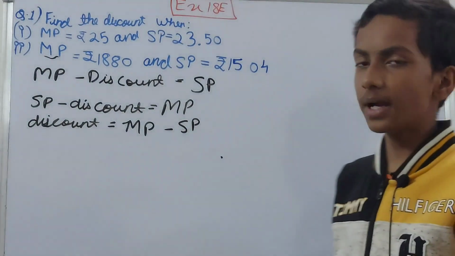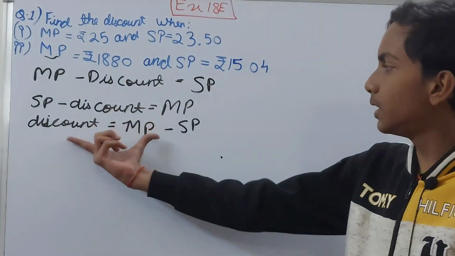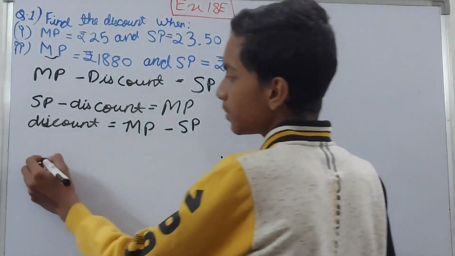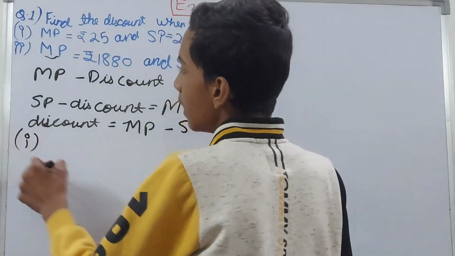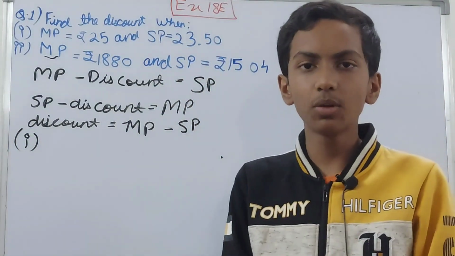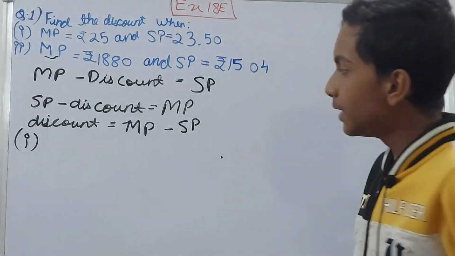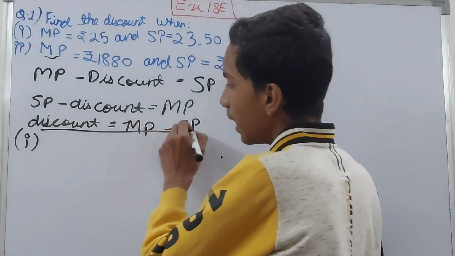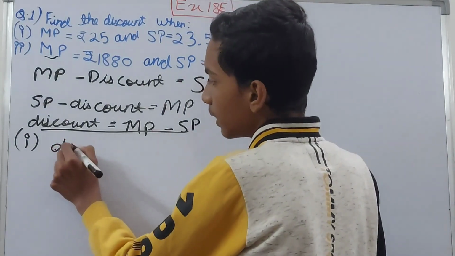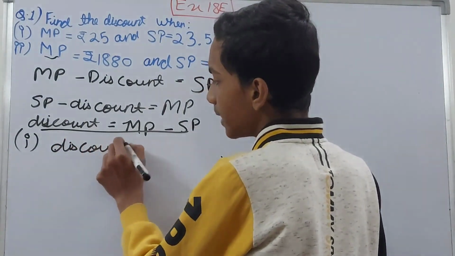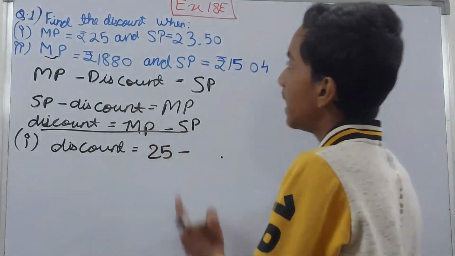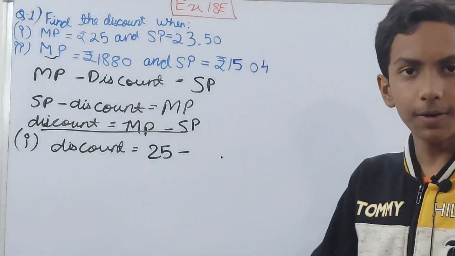So this question says find the discount. So for this one, we'll use the last one, that is MP minus SP, right? So in the first part, what have you got here? MP is 25 rupees and SP, that is the selling price, is 23.50. Again, you see that discount is equal to MP minus SP, okay? So the discount here will be the marked price minus the selling price, that is 25 minus 23.50.